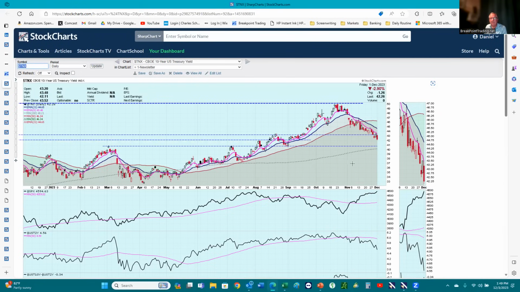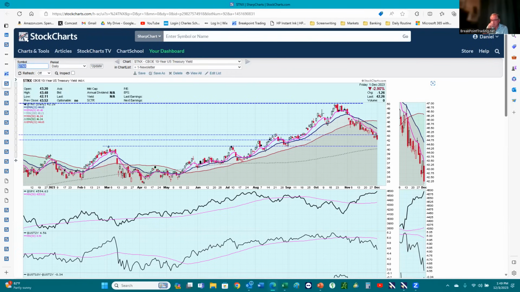4.2 and dropping fast. I think it could get down here. The 200-day moving average is at 4.0 roughly, 4.02. Could you imagine going to 4%? What is that, like 3 or 4 weeks? That's wild. We went from 4.6 to 4.2 in 3 weeks. So 4.2 to 4 is only half of that.